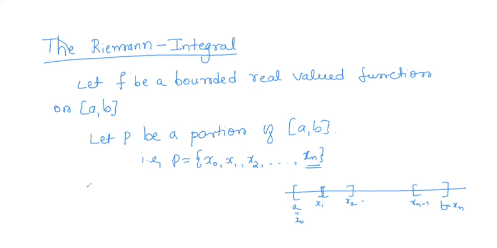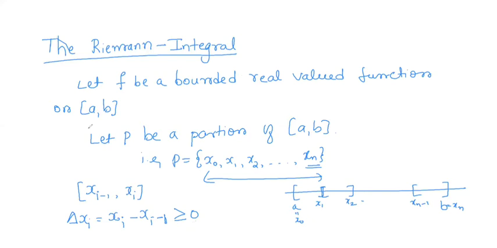Any ith closed interval will be of the form xi minus 1 to xi, and the length of the ith interval is given by xi minus xi minus 1, which we take as delta xi. It is greater than or equal to 0, as these numbers are taken in the natural increasing order, so xi is greater than or equal to xi minus 1.